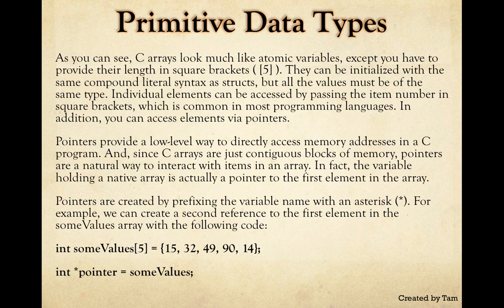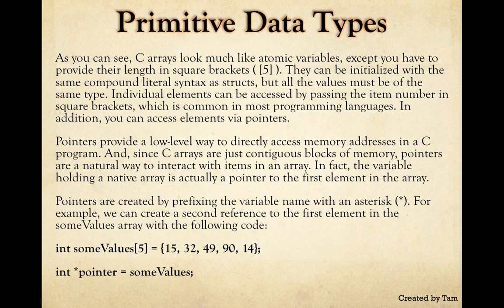Pointers provide a low-level way to directly access memory addresses in a C program. And since C arrays are just contiguous blocks of memory, pointers are a natural way to interact with items in an array. In fact, the variable holding a native array is actually a pointer to the first element in the array. Pointers are created by prefixing the variable name with an asterisk.